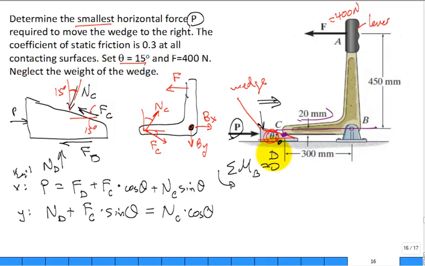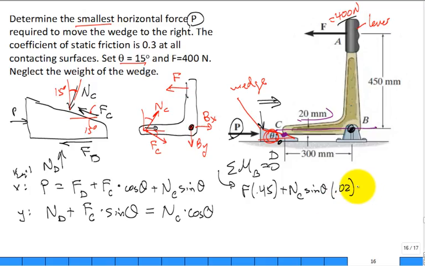All right, let's do the easy one first. What about F? We know what that F is. That's 400 newtons. What's that moment arm distance around point B? 0.45 meter. All right. Then we have the normal force at C. If you pick off the sine of theta, it's like this component right there on N sub C, and it has a perpendicular distance around point B of 0.02, and doesn't that make it want to rotate in the counterclockwise, the same as P?